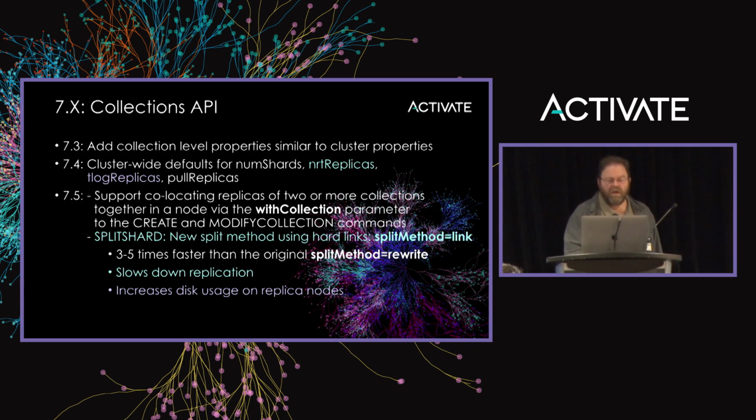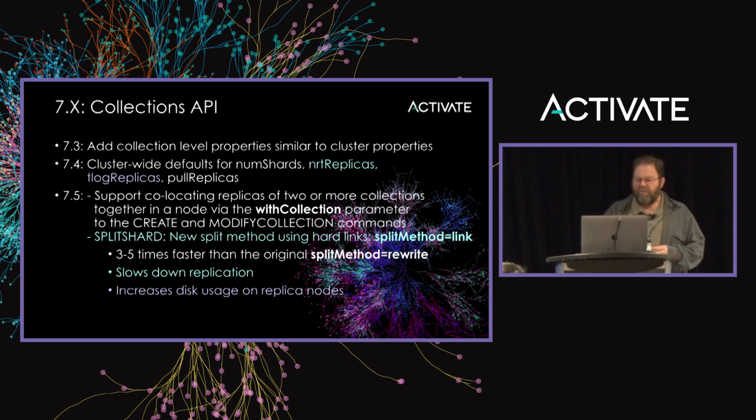In 7.5, the capability to co-locate replicas of 2 or more collections was added, such that the auto-scaling will, when replicas of collections are moved, move them in tandem. You just add the withCollection parameter to the create and modify collection commands. This is usable, for example, with multiple collection join commands, which have this particular requirement that replicas are co-located for the collections involved.